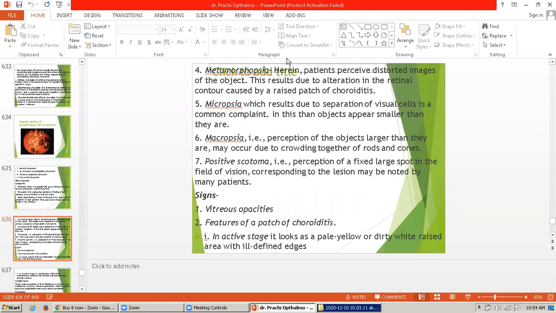Fourth is metamorphopsia. Herein, the patient perceives distorted images of the object. This results from the alteration in the retinal contour caused by a raised patch of choroiditis. Micropsia, which results due to the separation of visual cells, is a common complaint, and in this the objects appear smaller than they are. Macropsia, that is perception of objects larger than they are, may occur due to the crowding together of the rods and cones. So there may be micropsia or macropsia.